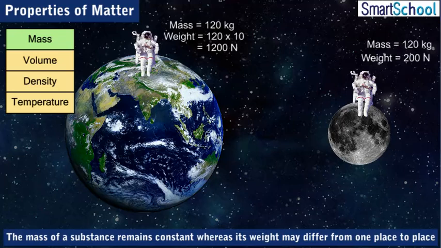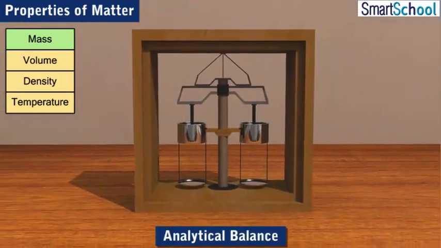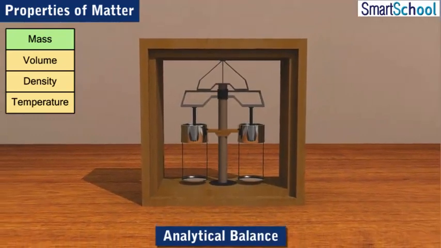If you weigh the same person on the Moon, his mass will be the same while the weight will differ. In this case, 200 Newton, which is because the gravitational force of Earth and Moon differ. Mass can be accurately measured with the help of an analytical balance.